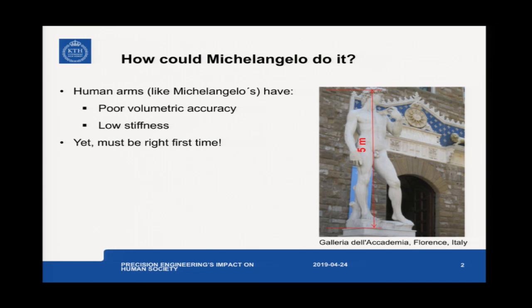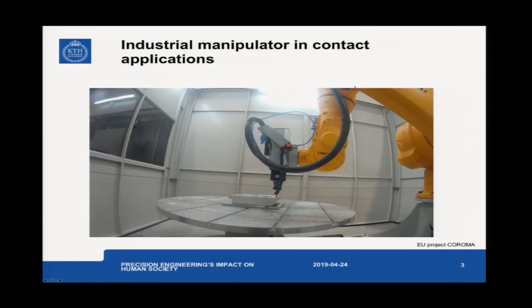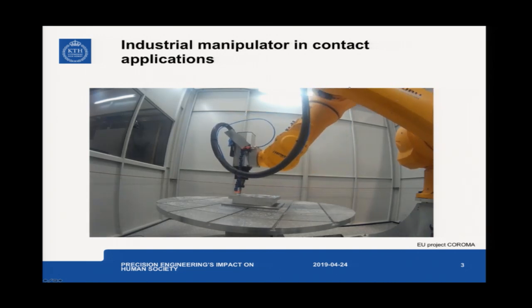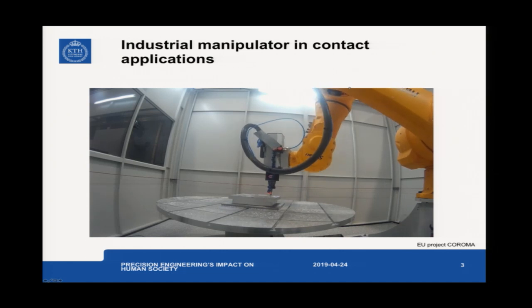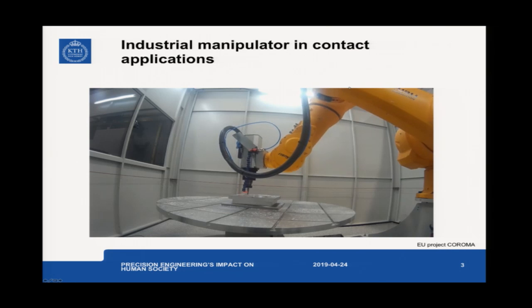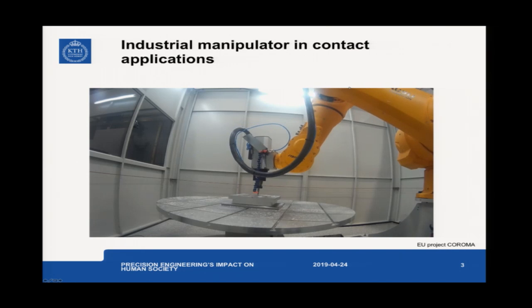So the question is, how could he do it? I will answer it at the end of this presentation. Maybe some of you come up with the answer as well, because it's embedded in the presentation today. One example of modern machinery that creates things is industrial robots or manipulators. As you see here, the machine is forming a piece of metal. It could be additive manufacturing, but it could also be subtractive manufacturing. And as you see, it shapes it.